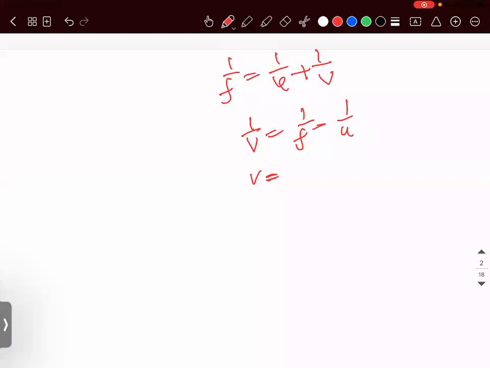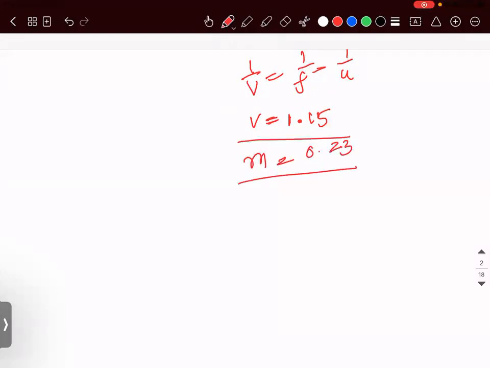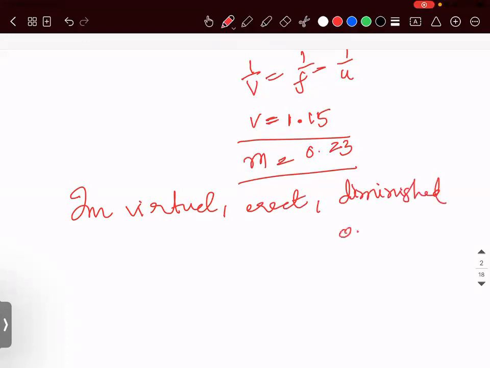So, clear this problem? Princy? All clear? M is equal to 0.23. So the image is virtual, diminished, and erect, right? Erect, diminished by a factor of 0.23.